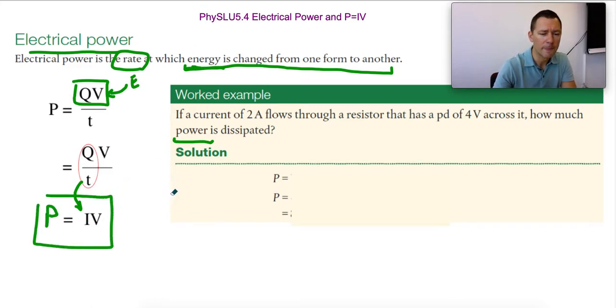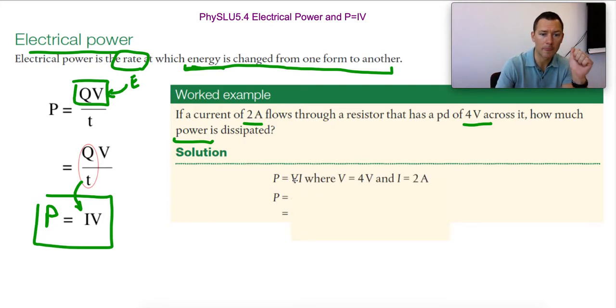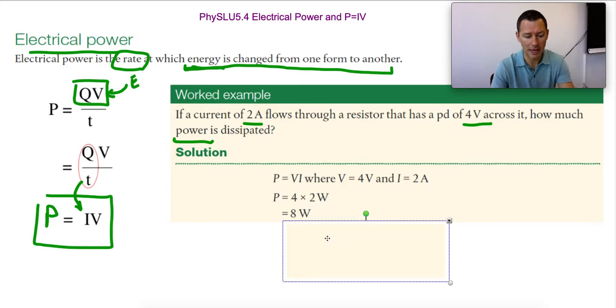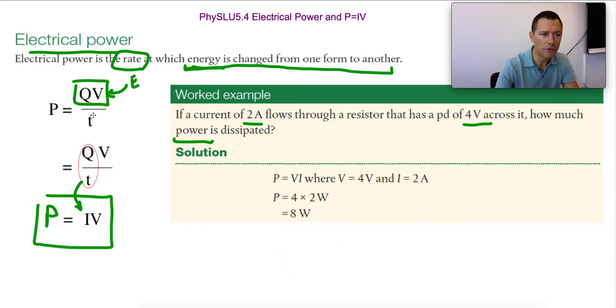It's a PIV. So if you're trying to do a problem like this, current flows 2 amps through a resistor with 4 volts across it, how much power is dissipated? You can just say, well, let's use power. I know that we're talking about the voltage and the current, and we know both of those, so you can multiply them and say, okay, 8 watts of power. Also, if you look at the units, they'll match up as well.